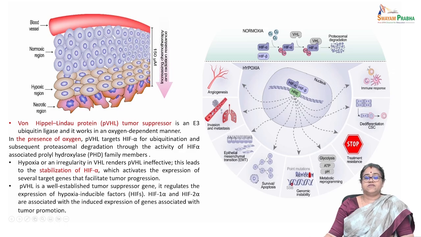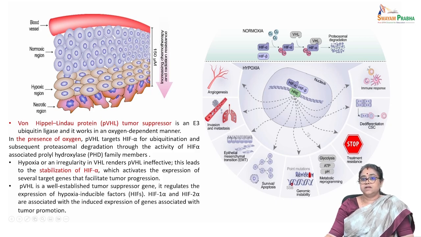Now, in this kind of scenario, in the normoxic region, there is a particular protein called the von Hippel-Lindau protein, VHL. This is a tumor suppressor protein, and it is a ubiquitin ligase. So, when the concentration of oxygen is normal, VHL binds to HIF-1-alpha and leads to its proteasomal degradation. And this proteasomal degradation can happen only in the normal concentration of oxygen.